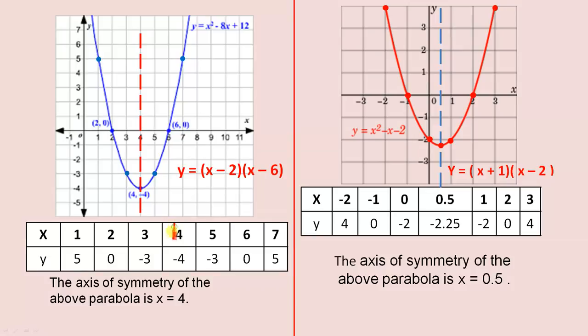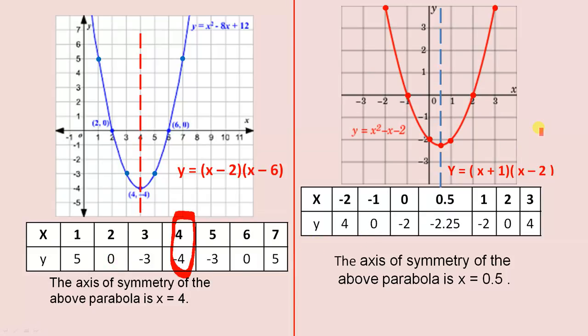Now notice something interesting. When you have the axis of symmetry here at x equals 4, notice the mirror image here: minus 3, 0, 5, minus 3, 0, 5. That's what it means by the axis of symmetry. You have mirror images, both to the left and to the right.